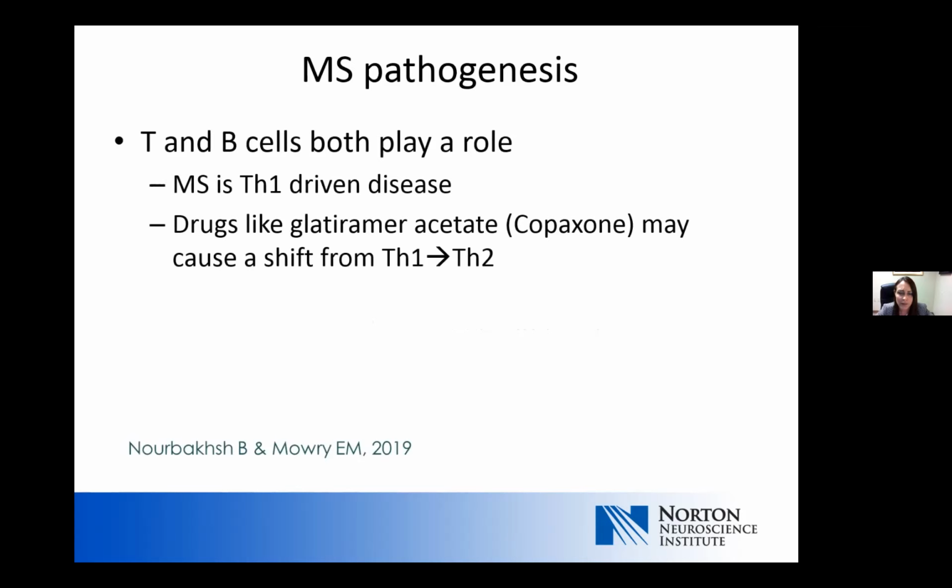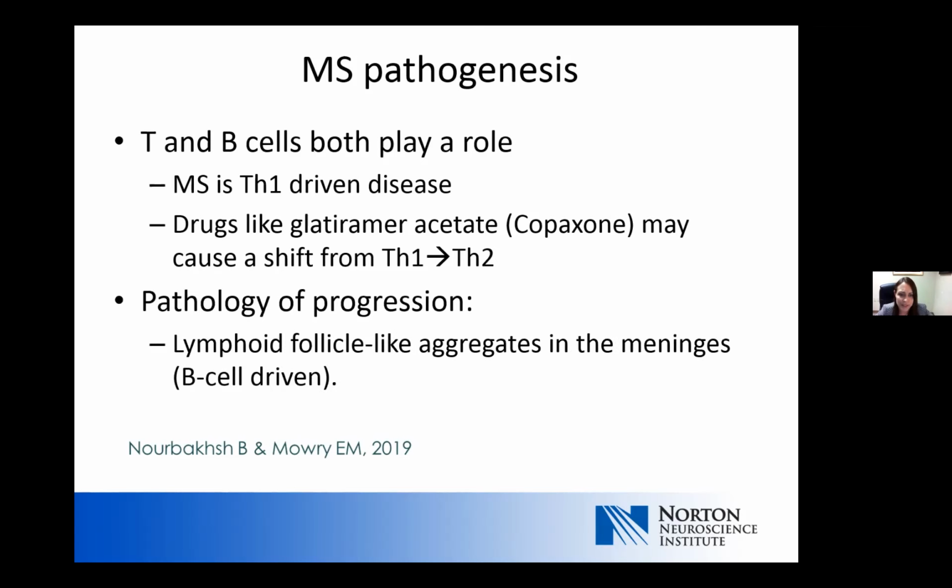Initially, we really thought that MS was a T-cell driven disease, specifically a shift to the Th1 pathway. But we now know that B cells play a role as well. Interestingly, some of the early MS drugs like glatiramer acetate, brand name Copaxone, partially work, we think, by causing a shift from Th1 to Th2.